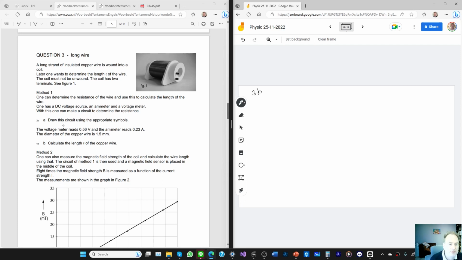The voltage meter reads 0.56 volt and the current meter 0.23 amperes. The diameter of the copper wire is 1.5 millimeter. Calculate the length L of the copper wire. Well, the resistance of the coil is then just V divided by I, the voltage over the current.